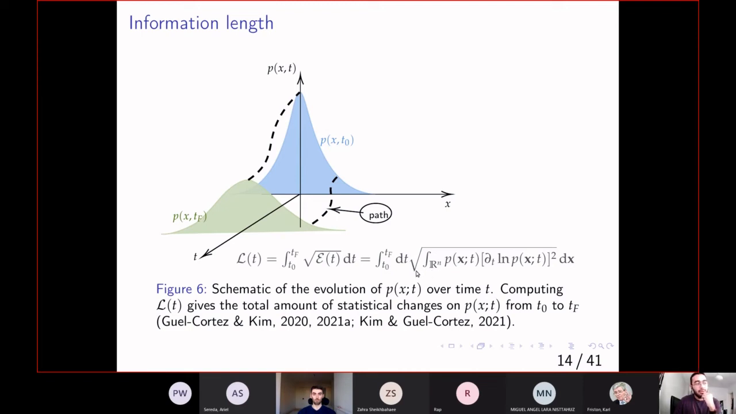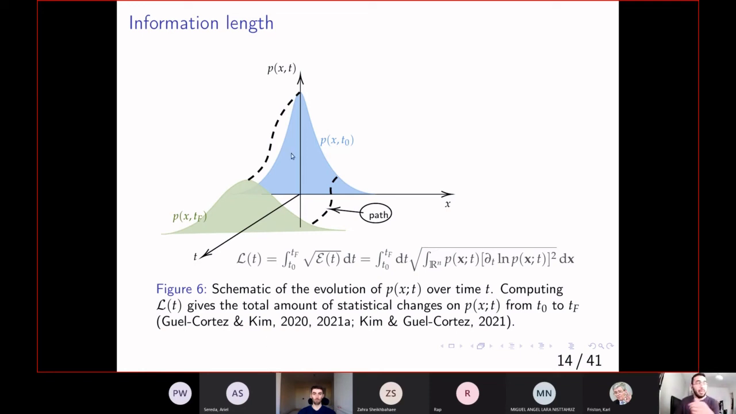So if you look carefully at this expression of what curly E is, it is basically Fisher information, when you consider t as the parameter of control. So this is what you get, this integral over the space x. And computing L, as I have said before, gives you the total amount of statistical changes that such probability distribution takes from t0 to tf.